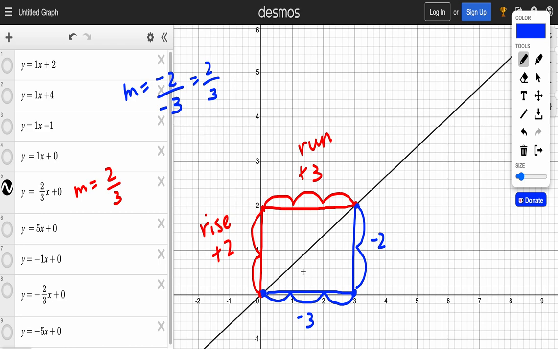Okay, so that's why this calculation for slope for this line is 2/3, because we're talking about how fast it is rising versus how fast it is running. That'll give us a calculation for slope.